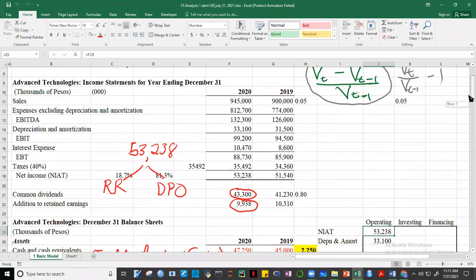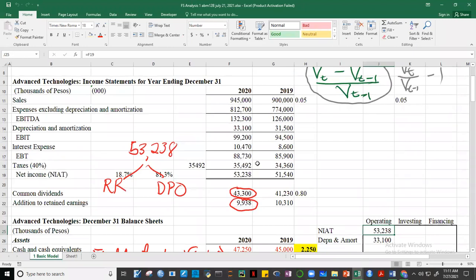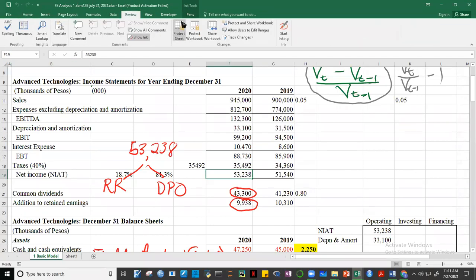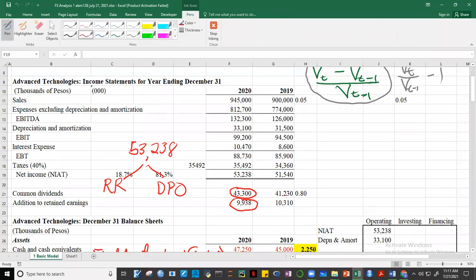Now, we said that there are items here that are non-cash. So yung 53,238 hindi equal to cash yan. The net income after tax is not equal to cash, so take note of that. So let me write that here, just to make sure that we got this. The net income after tax of 2020 is not equal to cash flow. However, we can convert that into cash flow.